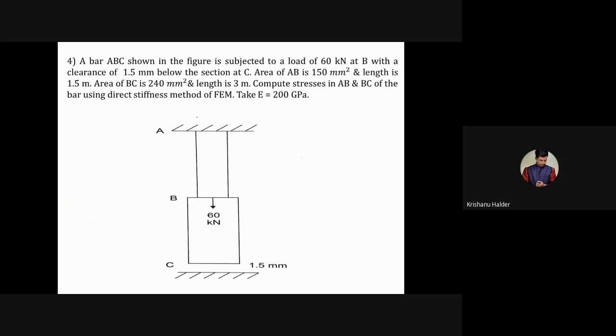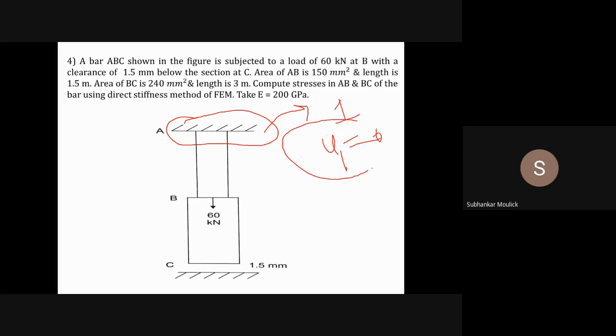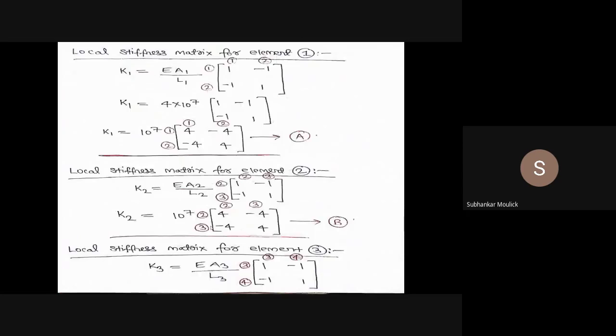I can see at A, the displacement will be 0. Yes, A is what? A is my node 1, yes or no? A is nothing but my node 1. I have told you earlier that if anything is fixed, that particular node cannot move in any direction. So displacement U1 is 0. Is it clear? Yes, sir. Fine.